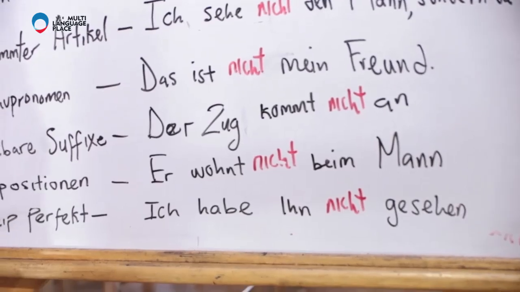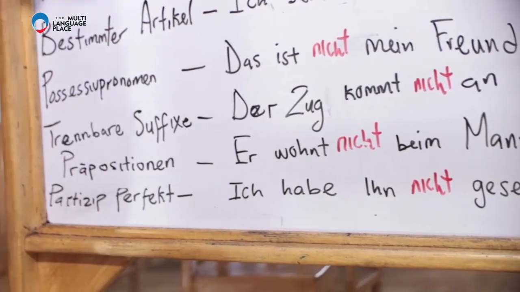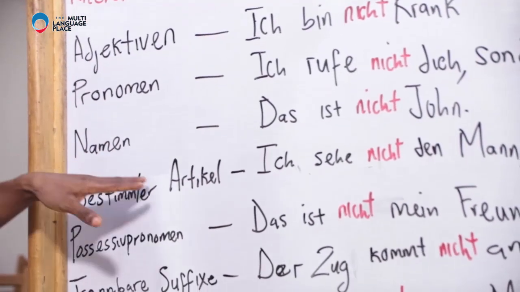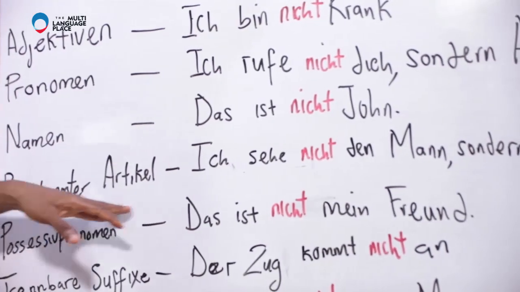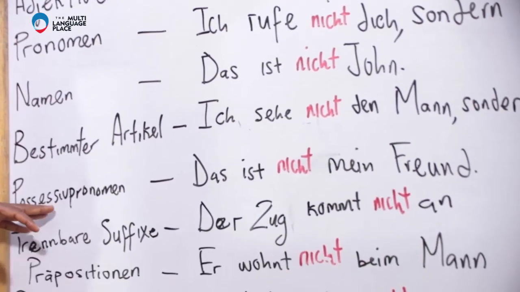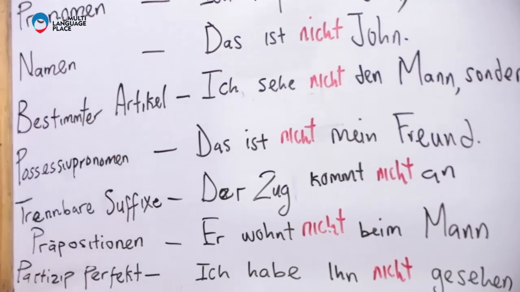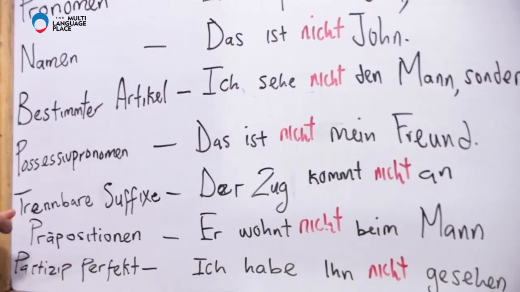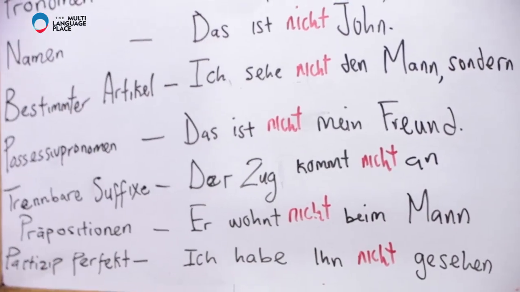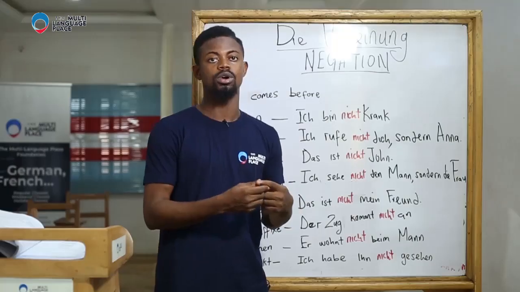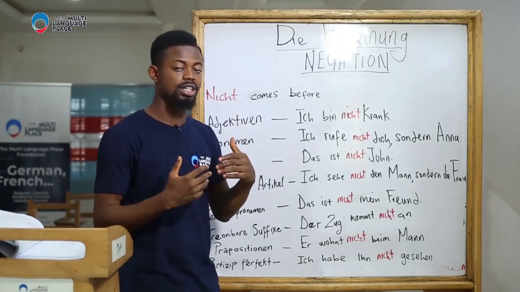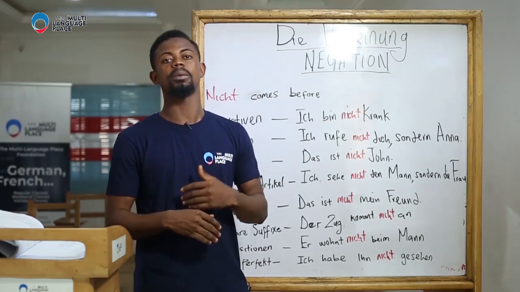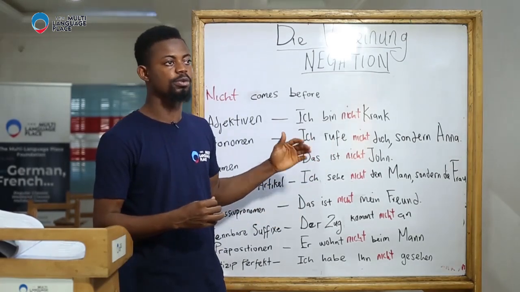So these are the times you have to put nicht before. You have to put it before an adjective, before the pronoun, before the names, before the bestimmter Artikel, which is your definite article, before your possessive pronoun, before the prefix of a separable verb, before the preposition, and before your past participle. So those are the arrangements you will make, and your sentence will be correct in German. Now we move on to the ones that nicht will come after. This is the one nicht will come before. Thank you.